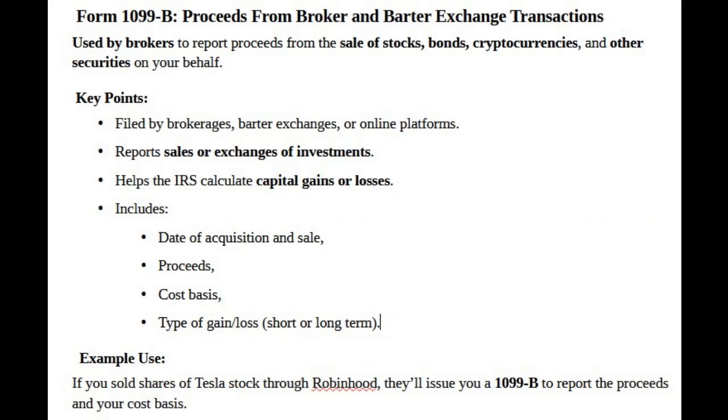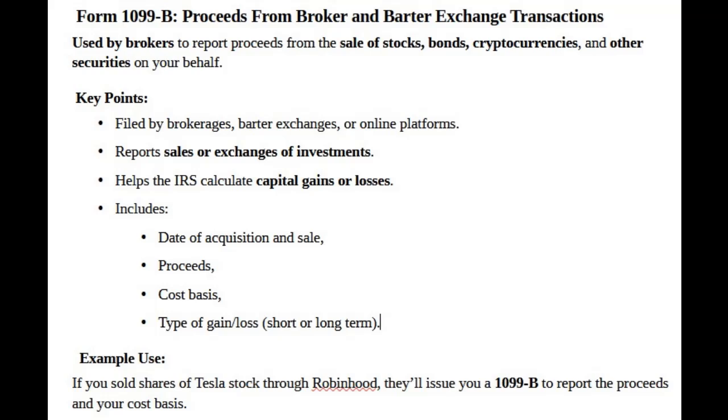Form 1099-B, Proceeds from Broker and Barter Exchange Transactions, used by brokers to report proceeds from the sale of stocks, bonds, cryptocurrencies, and other securities on your behalf. Key points: filed by brokerages, barter exchanges, or online platforms. Reports sales or exchanges of investments. Helps the IRS calculate capital gains or losses.